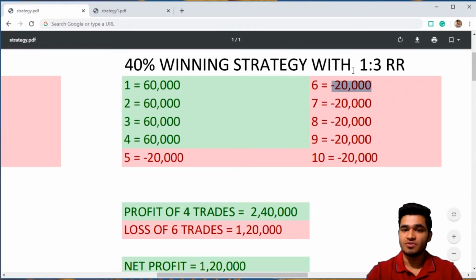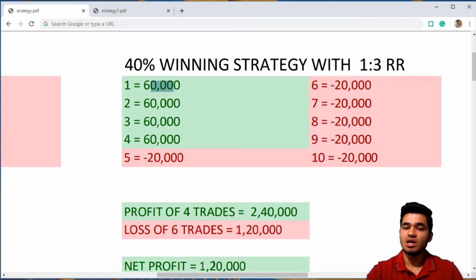This is your 40% winning strategy. If you lose 20,000, if you gain, you'll gain 60,000. 4 trades profit is 2,40,000. 6 trades loss is 1,20,000. So total net profit is 1,20,000. This is really good. Trust me, it's not bad for a beginner.